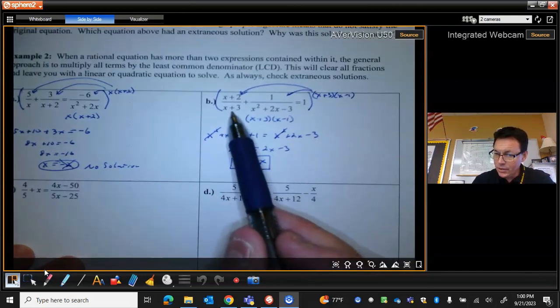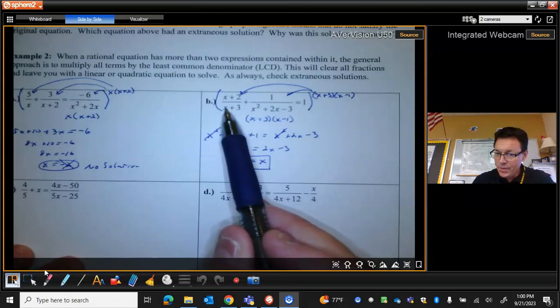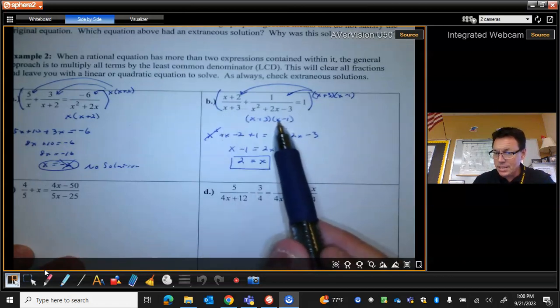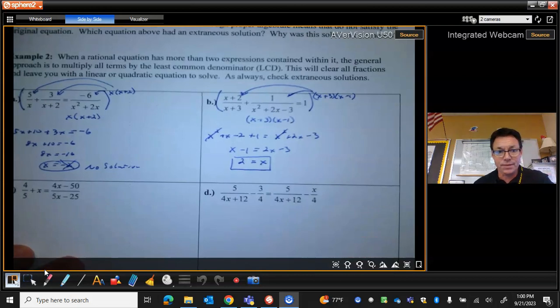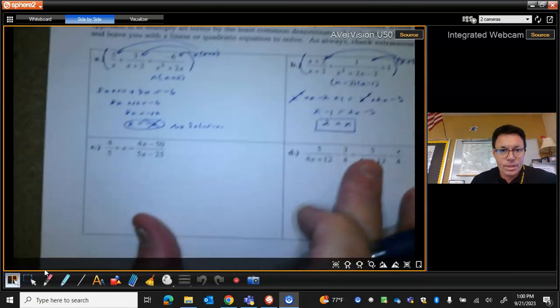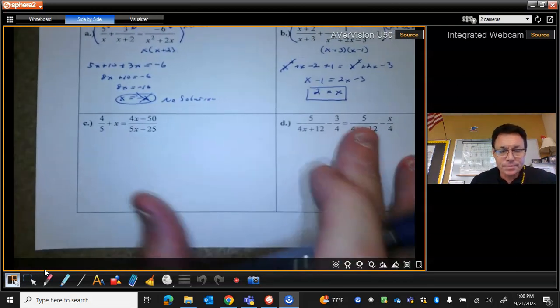Now, going back and looking at my original denominators, negative 3 was restricted and positive 1 was restricted. So that answer is fine. Okay? All right. Next one.